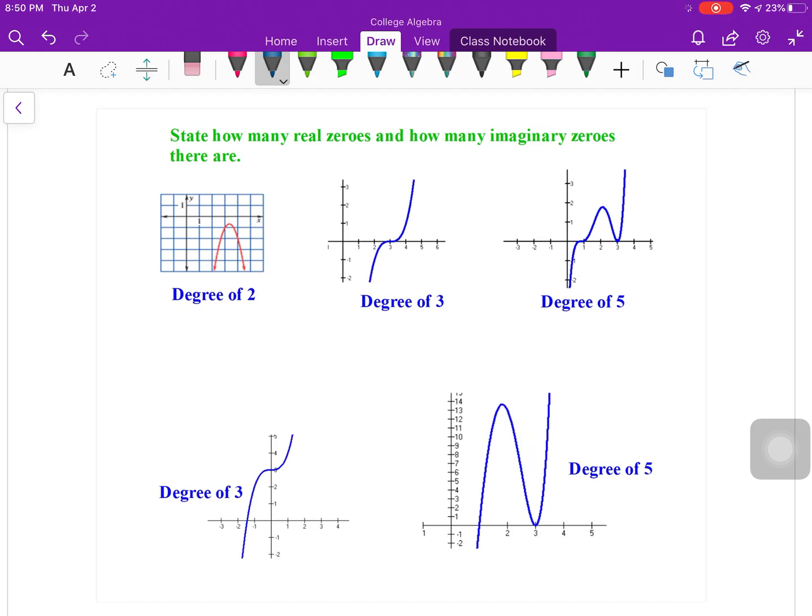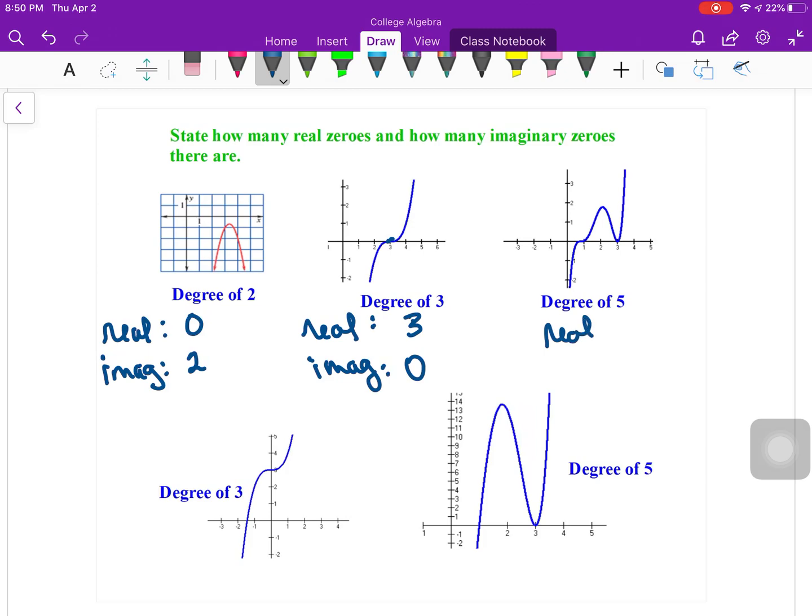Now it says how many zeros are real and how many are imaginary. So I want the number of reals and the number of imaginaries. This is a degree of 2. It doesn't cross the x-axis at all, so there are 0 reals. So the remaining 2 must be imaginary. This is a degree of 3. I see here I have a root at 3, but it is a triple root, so they are 3 reals and no imaginaries.